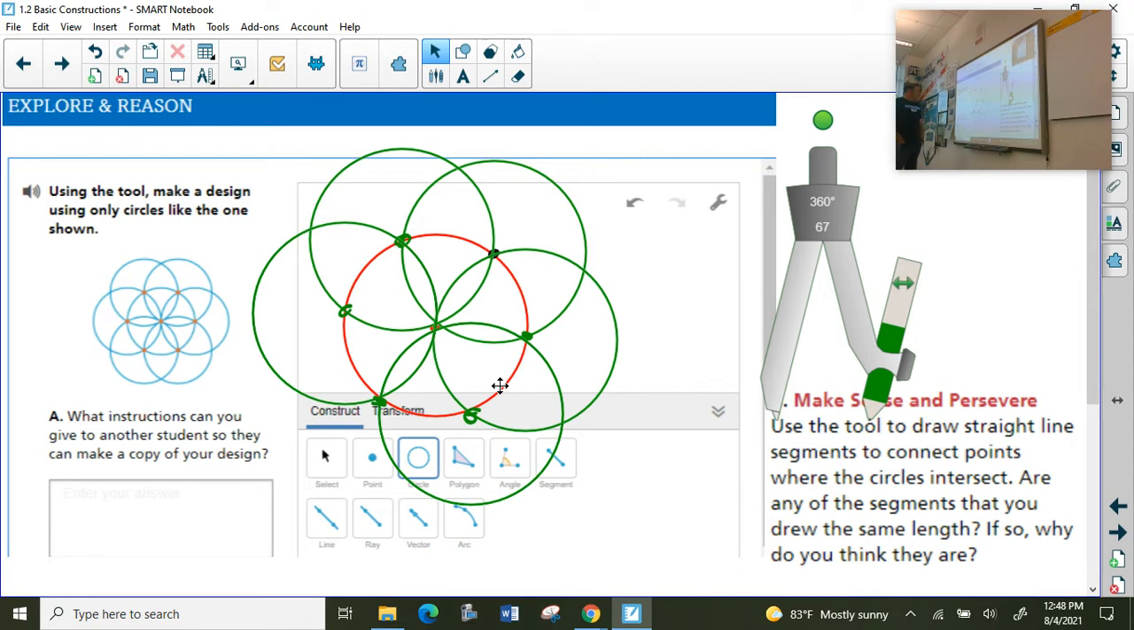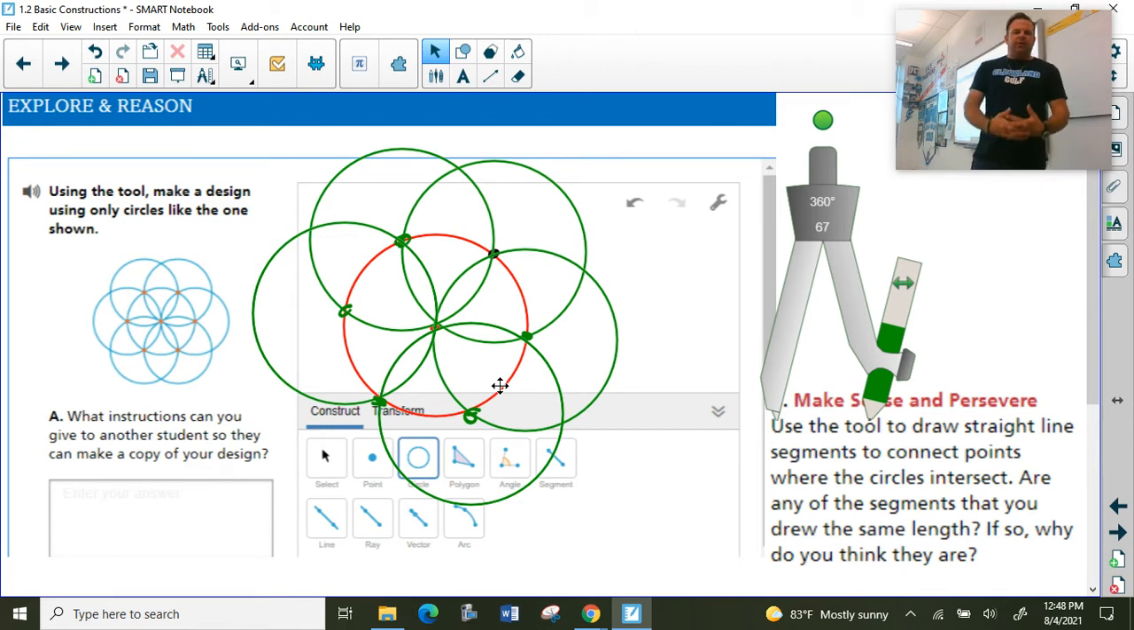So what instructions can you give to another student so that they can make a copy of your design? Like, what are some things that you would say? That's really important. So I would say maybe go ahead and pause this and try to come up with something before I give you the answer. But really, how you do this is you make a circle. You use the same radius to make another circle that intersects in 2 places. And then at each intersection point, you just keep making circles until you end up meeting.